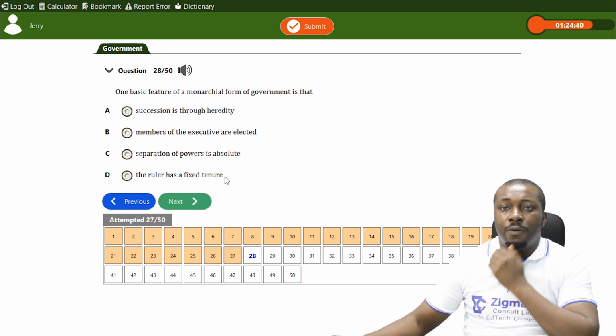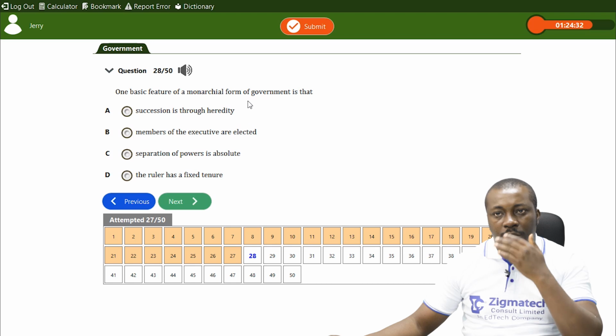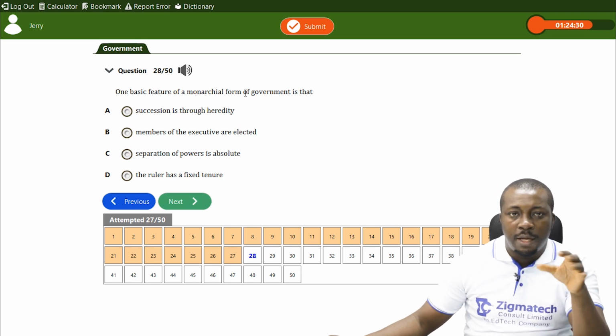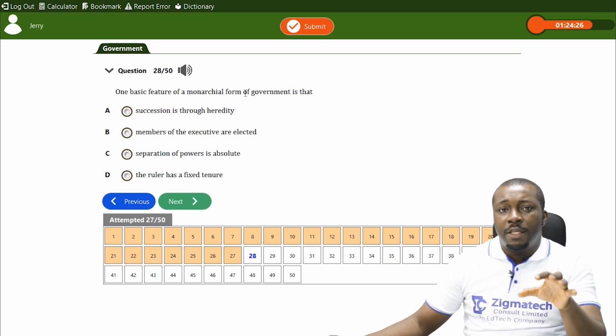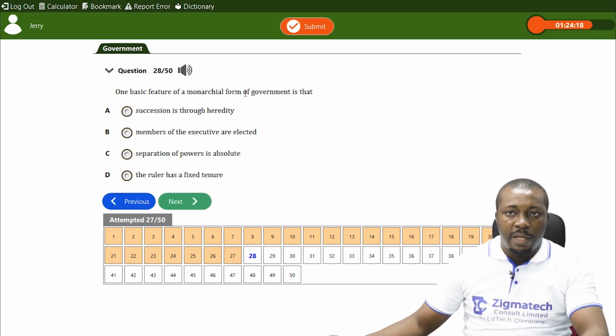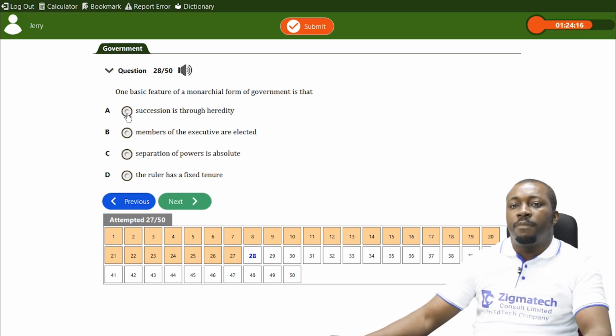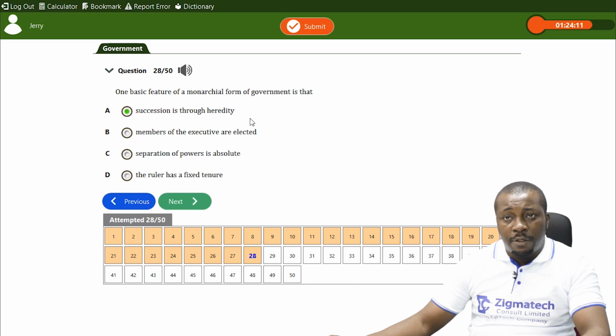Then number 2, this is number 28: one of the basic features of a monarchical form of government is that, now this question tests your knowledge of monarchy. Monarchy is a form of government in which the king or queen or emperor rules. Ascension to the throne is through heredity. Now, A is the self-explanatory answer to this, succession to the throne through heredity.